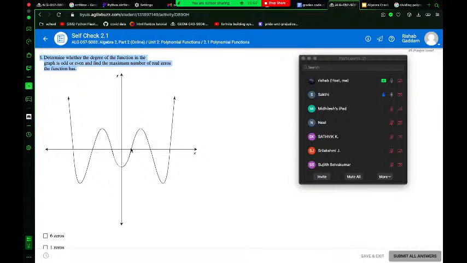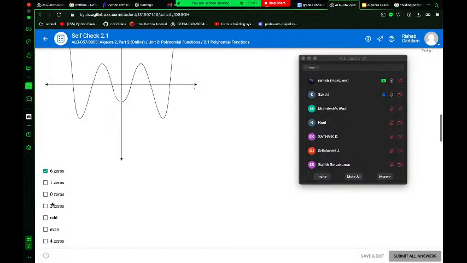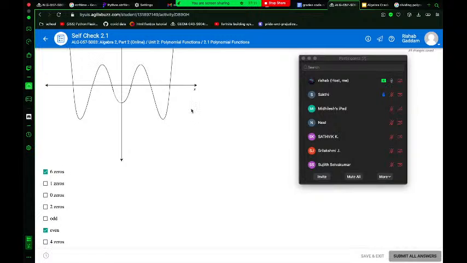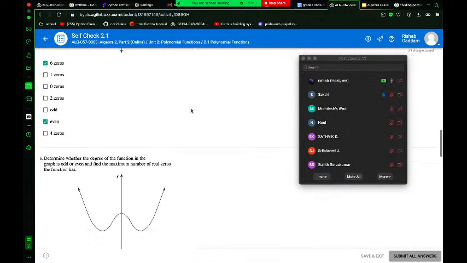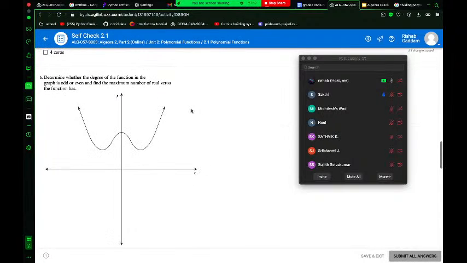It's 6 zeros. Okay. Even. Good. I mean 4. 4 zeros, are you sure? Yes. It's actually 6. You were right the first time. Because it's like 1, 2, 3, 4, 5, 6. Right? So it's 6 zeros. Yeah. So good job, Shakti. Let's go on to number 6.